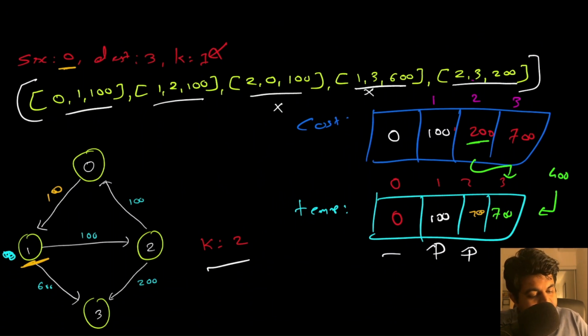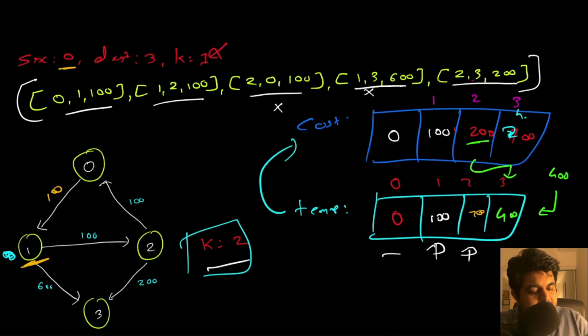So we need to replace 700 with 400, because now we can reach city number 3 with 400 cost. And since this is k equal to 2, once we are done with our loop, we will update this value over here, so this becomes 400. And in the end, if we have to return the answer, we can return 400. That is, with k equal to 2 stops, we can reach city number 3 in 400 cost.